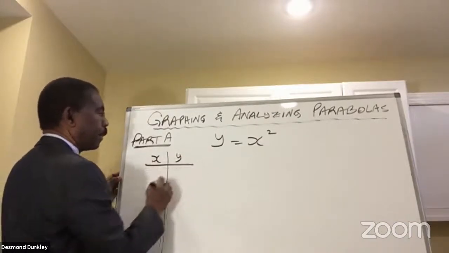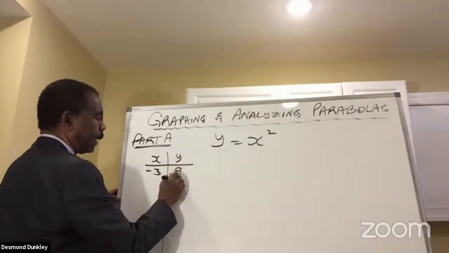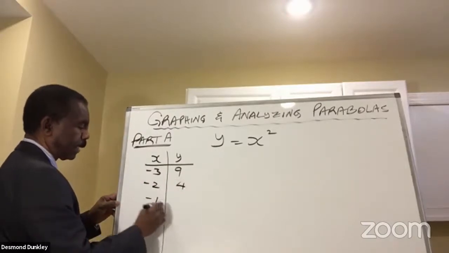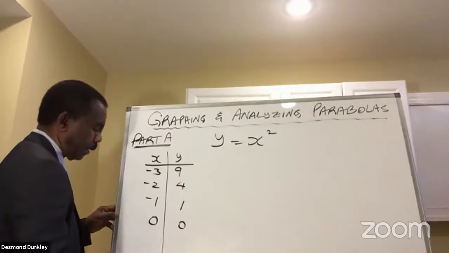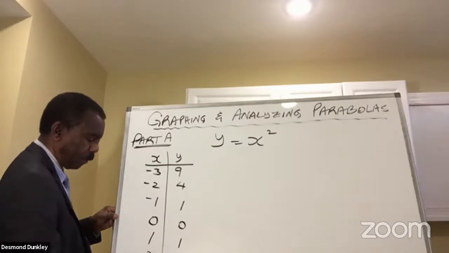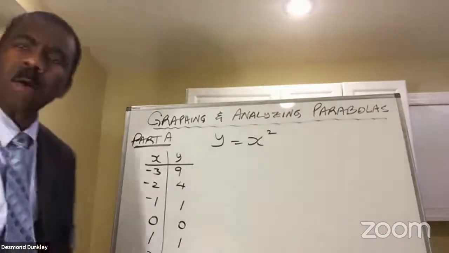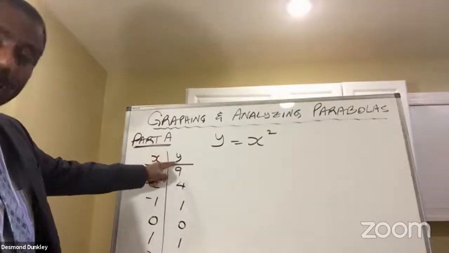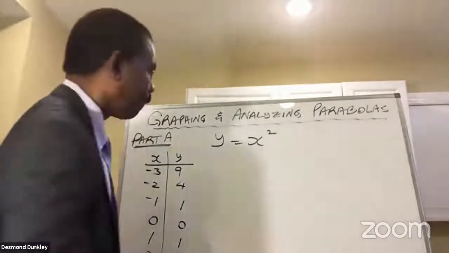So if x is, say, -3, then y will be 9. If x was -2, y would be 4. If x was -1, y would be 1. If x was 0, y would be 0. If x was 1, y would be 1. If x was 2, y would be 4. What have I done? I've just taken integer values of x from -3 up to +3. And I notice that there's a pattern. The y values are duplicated. So let's go to the graph.